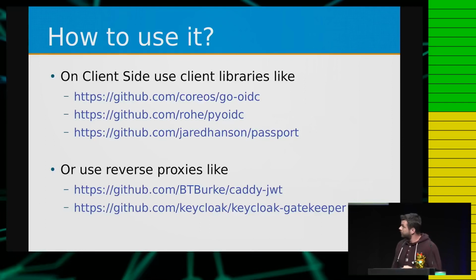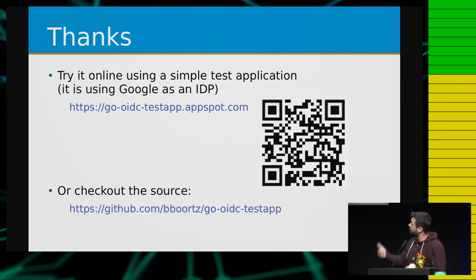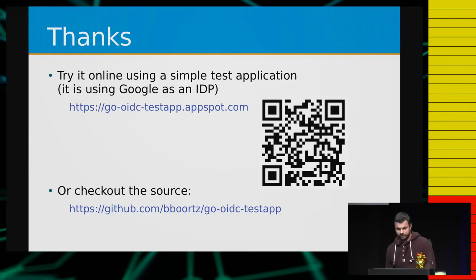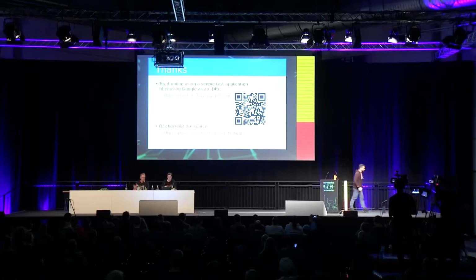And if you would like to try right now how it feels, just try that simple web app. Now it's using Google's identity provider as an example. So let's be a little bit concise about what you're doing, but you can try that, and a little bit of source code you can also find there. Thanks for that and enjoy. Thank you.